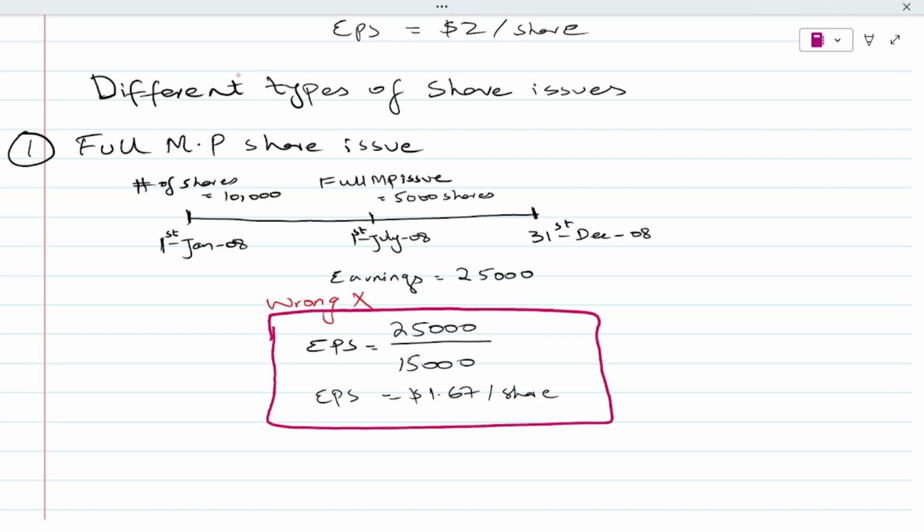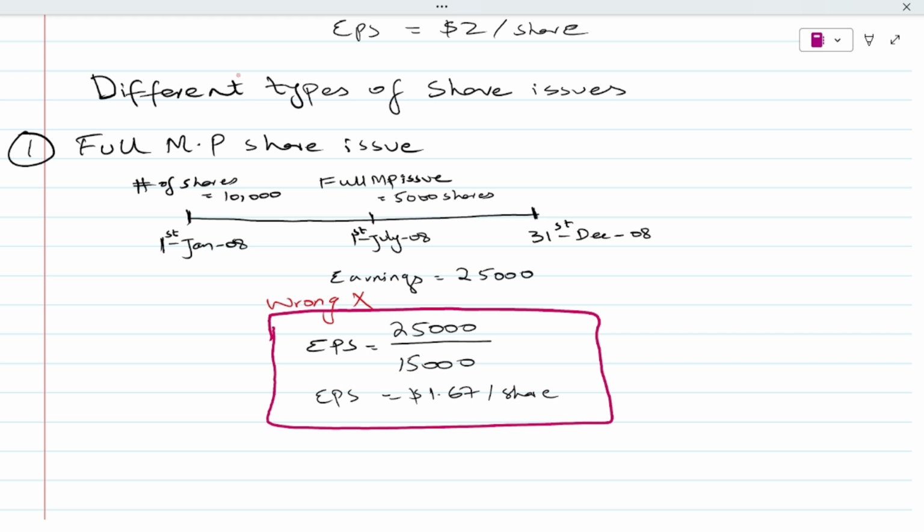Okay. So one lesson that we have learned from this example is that if there is a full market price share issue in the question, we are not going to calculate the EPS the way that we just did. Now, why is this method wrong? That is something that we have to discuss, obviously. And then what's the correct method? That is also something we're going to look at. So first of all, why is it wrong?